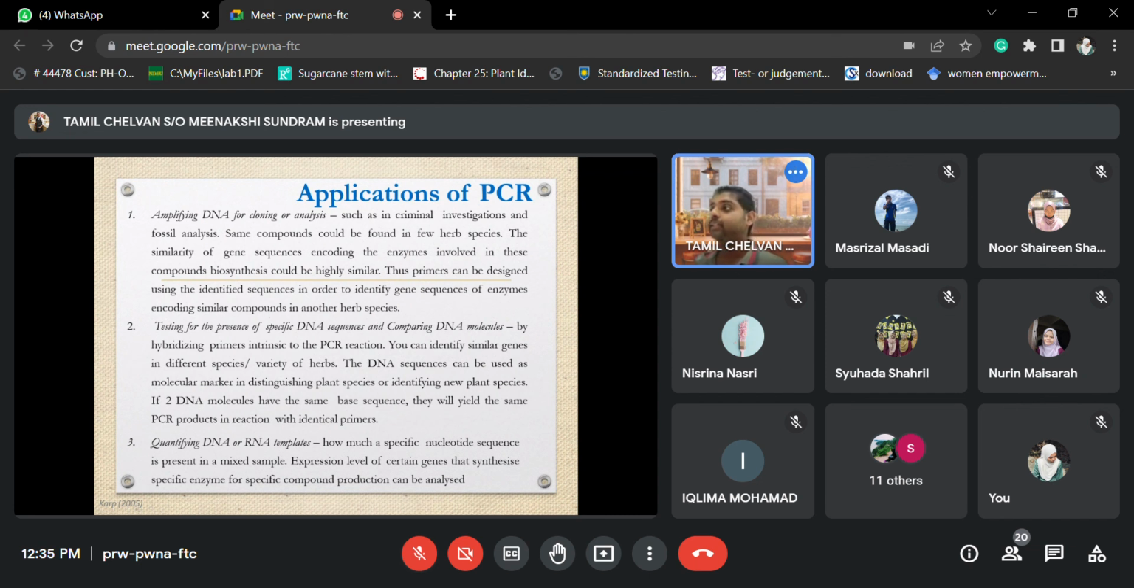Okay. Testing for the presence of specific DNA sequence and comparing the DNA molecules. Okay. So, you nak test for ada tak certain DNA, then you compare. Okay. And then another one is quantifying DNA or RNA lah. So quantify means how much they are expressing. How much a specific nucleotide sequence is present in a mixed sample. You boleh buat, selain daripada buat qPCR, dia ada quantitative PCR. qPCR kita panggil dia. Dia tengok how much the gene ataupun DNA is expressed.